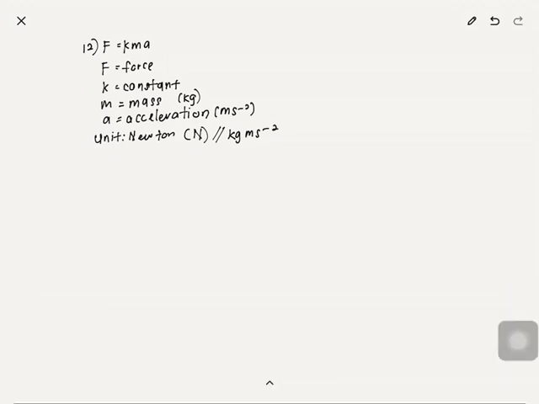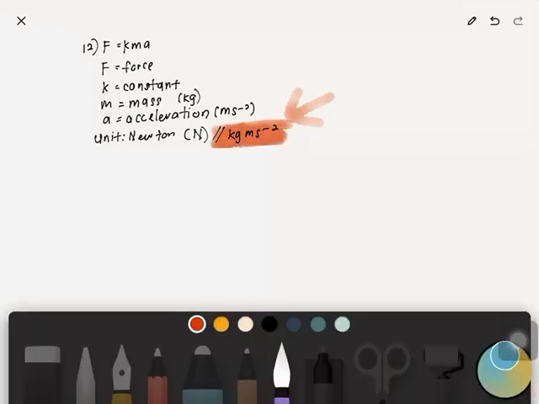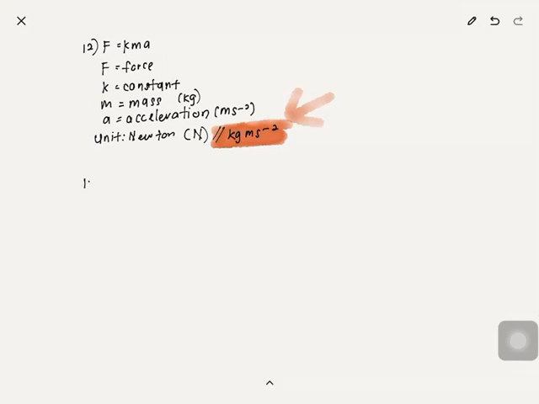Usually if it's a subjective question, of course I'll just write Newton as the unit for force, but sometimes they like to ask you the unit for force in an objective question or in paper 1 in hopes that you won't remember. But just remember that it's kg m s^-2. That's the unit for force as well.